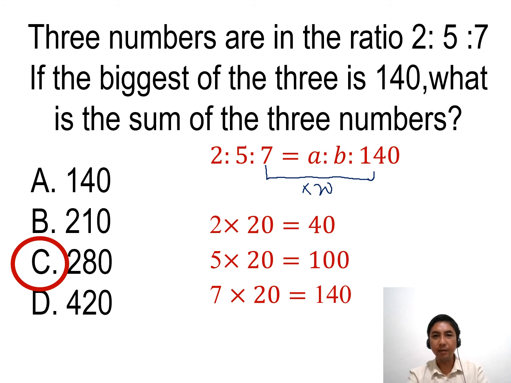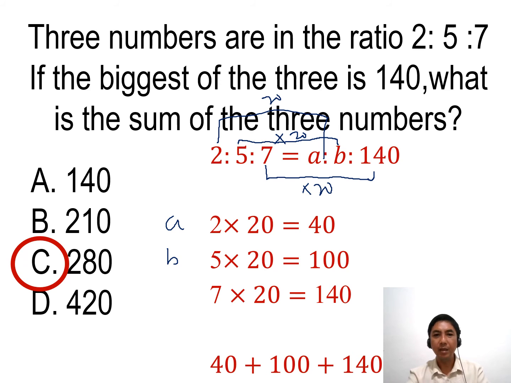So ganun din ang gawin. Yung 5, i-multiply mo rin ng 20. So 5 times 20 will give you 100. And then 2 can be multiplied by 20 to get A. So 2 times 20 is 40. So the value of A here is 40. The value of B is 100. Ngayon, i-add mo lang sila. 40 plus 100 plus 140, ang kalalabasan mo po doon is 280. So this is our final answer.